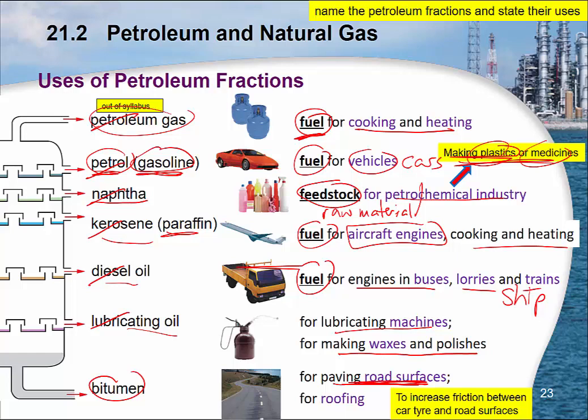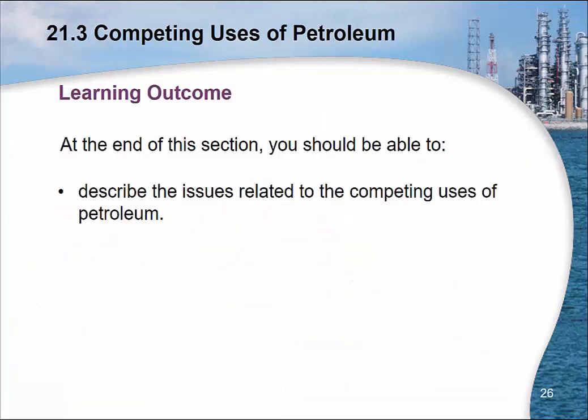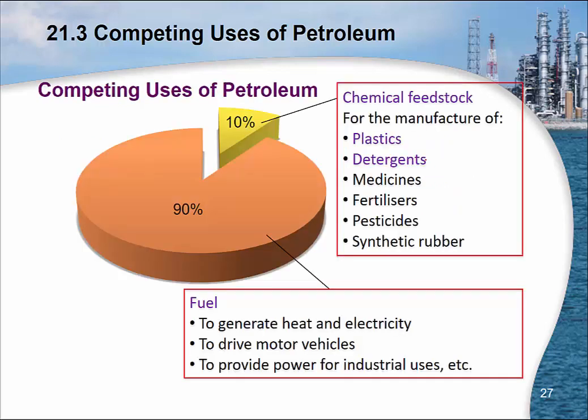Alright, so this has to do with the competing uses. So it's of course wise to have different fractions used as fuel for different kinds of vehicles, so they won't compete, and the price can be more reasonable in that case. Now the last one is competing use of petroleum. Not only is petroleum used as a fuel, it is also used as a feedstock or raw material. So you need to know the issues related to the competing uses of petroleum.